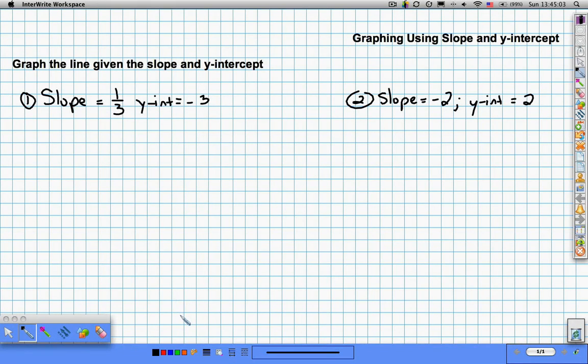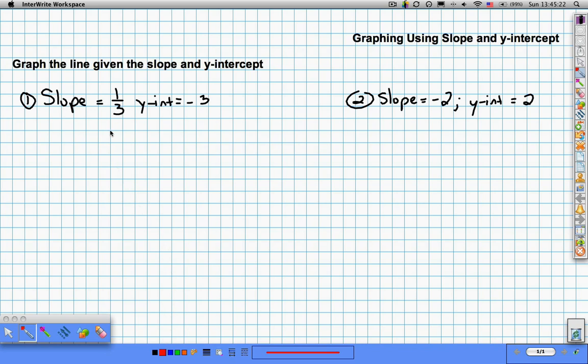In this video, I'm going to show you how we can graph a line when we're given just the slope and the y-intercept. I have two problems here, and I picked two to help illustrate how our lines can look different based on just our slope. In the first problem, we have a slope of 1/3 and a y-intercept of -3.